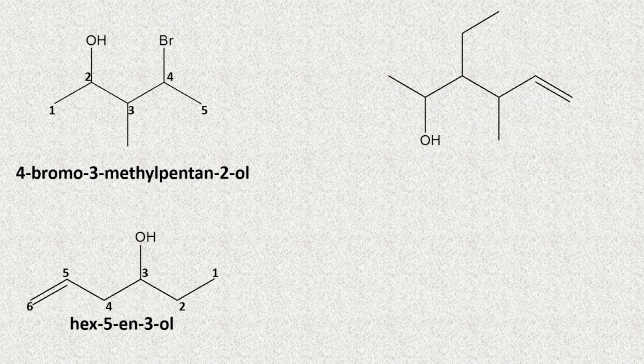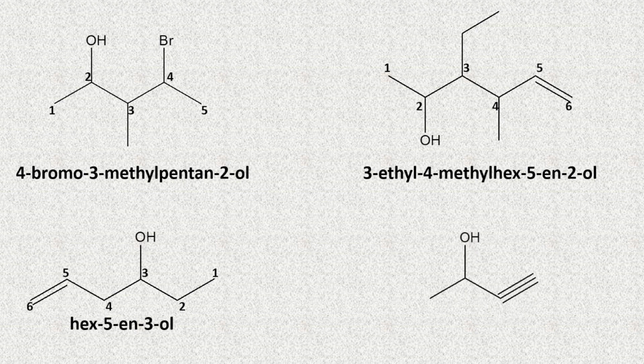In the third compound, there are 2 alkyl substituents beside a double bond. The locants of ethyl, methyl and the doubly bonded carbon are 3, 4 and 5 respectively. So, its IUPAC nomenclature is 3-ethyl-4-methyl-hex-5-en-2-ol. In the fourth compound, there is a triply bonded carbon atom at position number 3. So, its IUPAC name is ...-3-yn-2-ol.